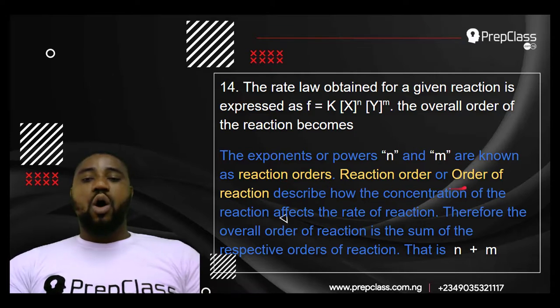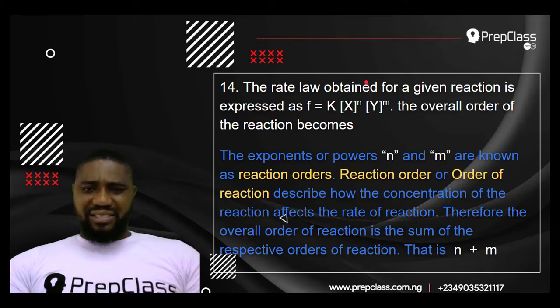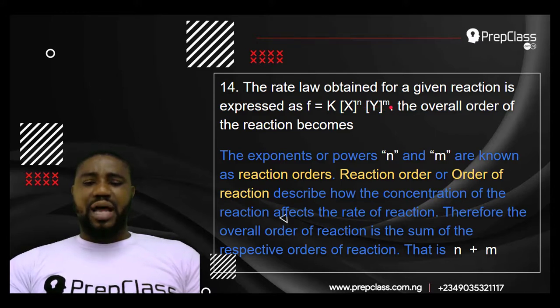So reaction order, or order of reaction, describes how the concentration of a reactant affects the rate of reaction. That's what they do. So if n is 0 and m is 0, that means that concentration will not affect the rate of reaction. But if n is 1 or n is 2, then concentration will affect the rate of reaction.